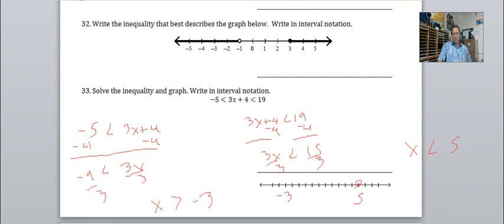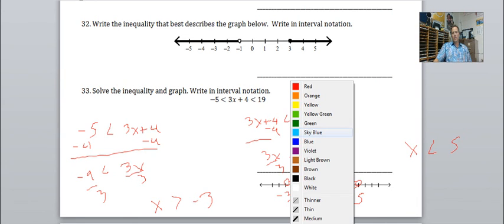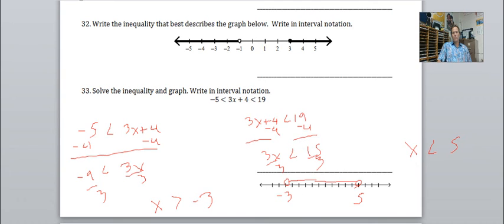Open circle, open circle. X is greater than negative 3, which means the arrow is going this way. X is less than 5, so the arrow is going that way. That's an and statement, which means they are coming together. If I'm writing this in interval notation, we start at negative 3 and stop at 5, with open circles for both, so (-3, 5).